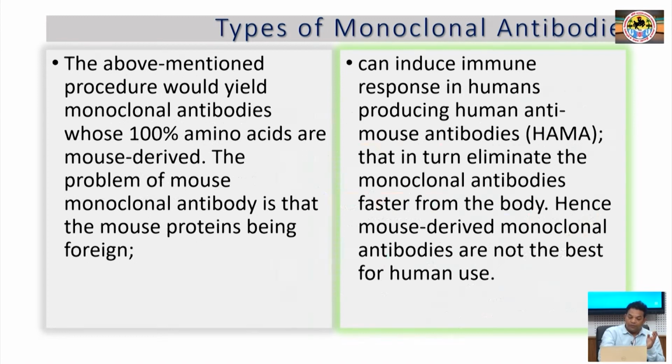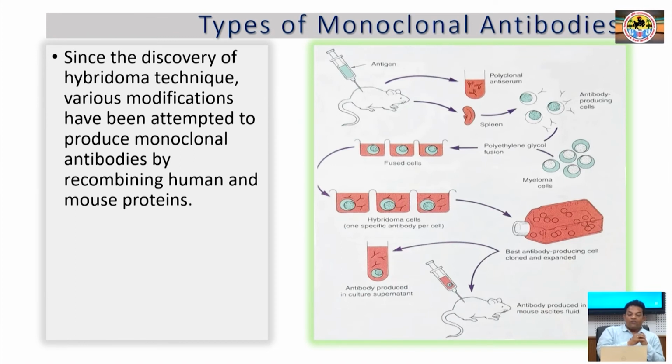Further, since the discovery of hybridoma techniques, various modifications have been attempted by various scientists and researchers, producing monoclonal antibodies by recombining human and mouse protein. So, by applying genetic engineering, as you are familiar with this terminology, we can classify the whole monoclonal antibody.